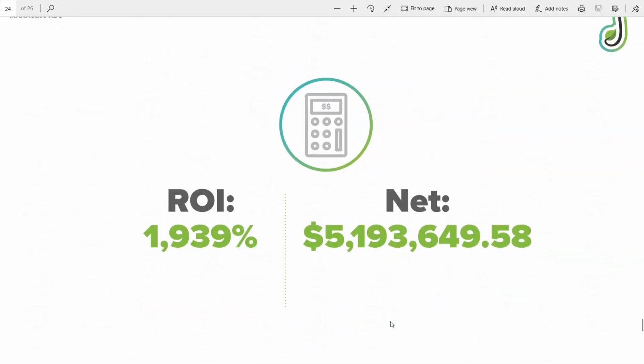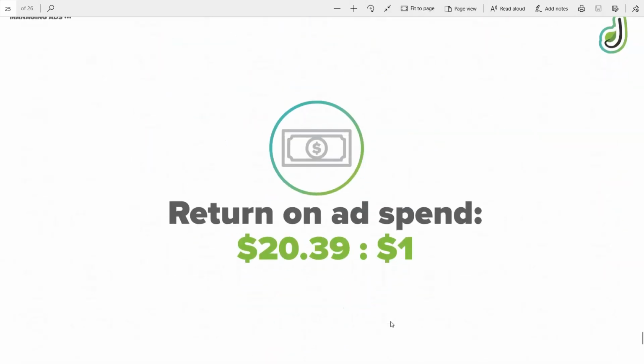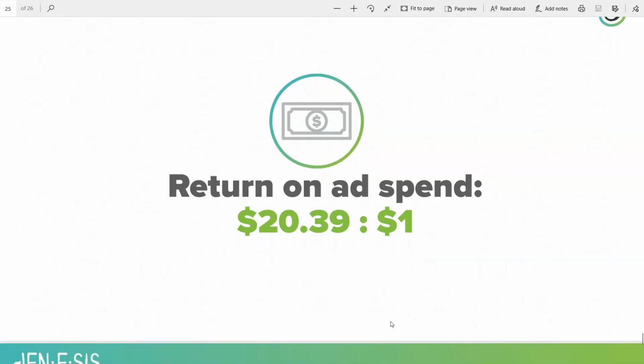So that when you take that ad spend out, that net becomes about $5.1 million and about a 1,900% return on investment, which is doing pretty good as far as advertising formats go. Return on ad spend, this is a slightly different calculation, but it's basically saying for every revenue dollar that you made, how much was spent on advertising. 20 to 1, it's doing pretty well.